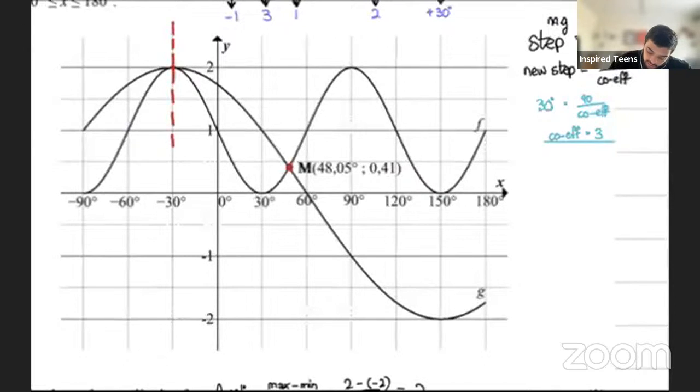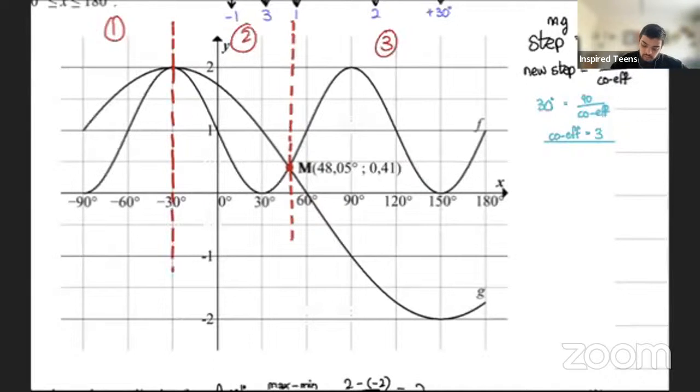So we can identify the points of intersection and separate our graph into different sections. And that's it for this. So we separated it into section 1, section 2, and section 3. Okay, and in each different section, the one is going to be above the other.